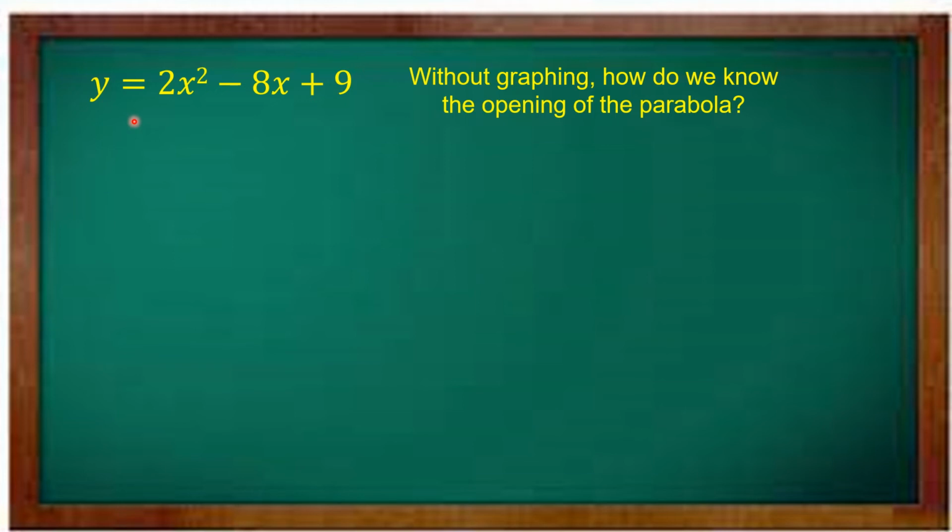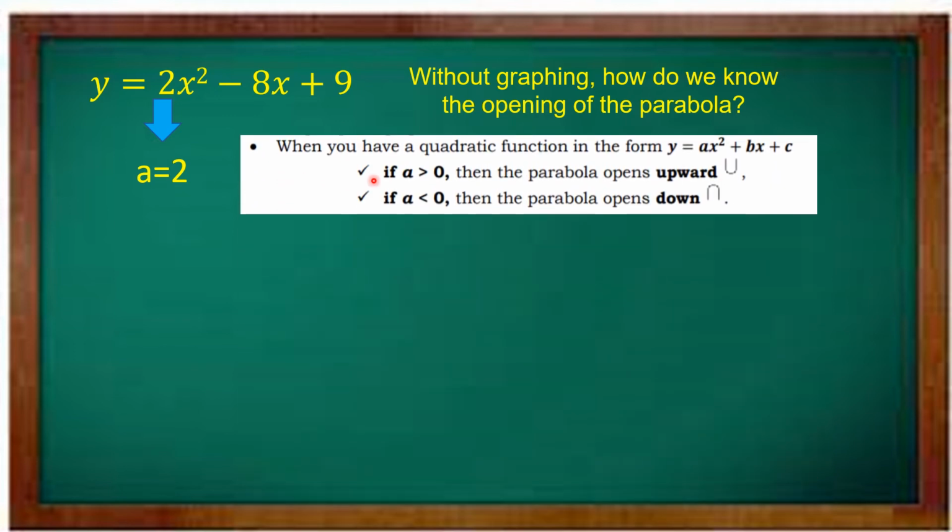Ang titingnan lang natin ay yung value nito, yung coefficient ng quadratic term. So, ang tawag dyan ay A. A is equal to 2. Di ba may A, B, C tayo? This is A, this is B, this is C. So, your A here is 2. Since it's positive, it is greater than 0.